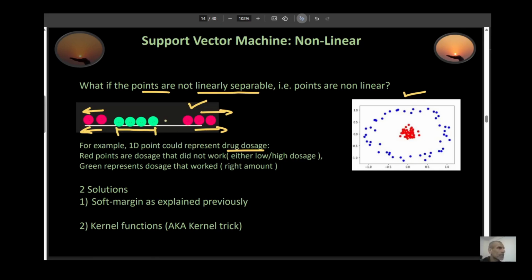And in both cases, I cannot draw a line. I cannot draw a point, like a line over here, that will separate green from the red, or maybe draw a line over here. This is not going to work. Same thing over here. I cannot draw a line where I can separate red points from the blue points. There is no way, because these points are not linearly separable. So in these types of situations, there are two solutions. The first one is soft margin, as I explained previously, where you allow for some errors, and the other one is kernel function. Another name for that is the kernel trick.